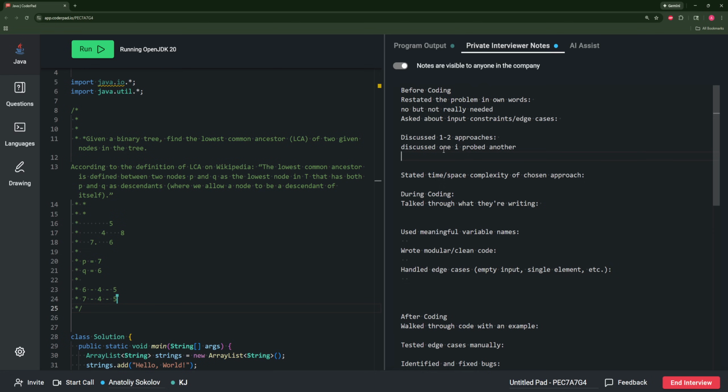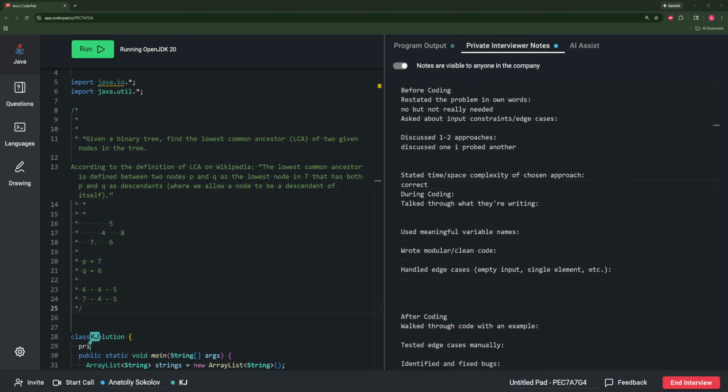So before you start coding, what's the time and space complexity of what you're doing? Yeah, so it would be O of n for the DFS, where n is the number of nodes. And the space complexity, again, worst case would be O of n. Okay, yeah, sounds good.